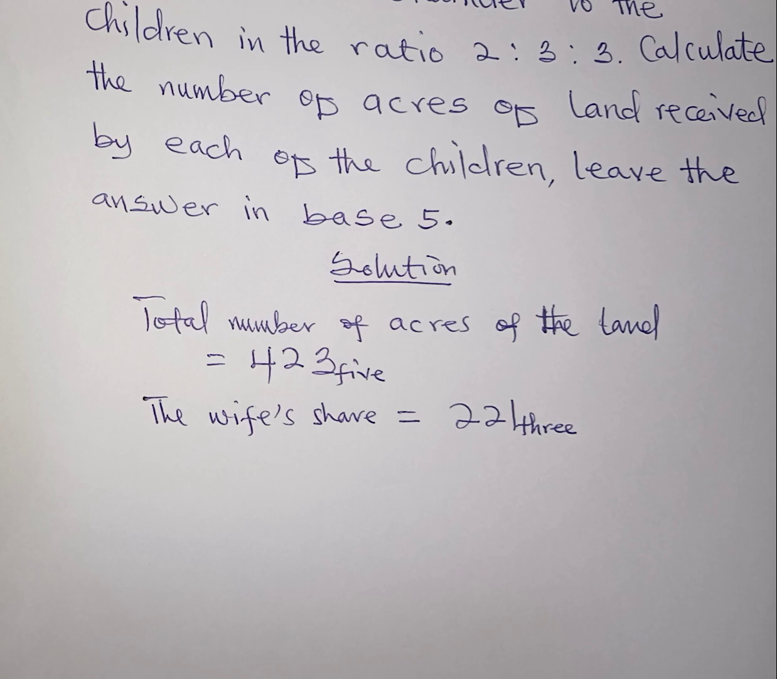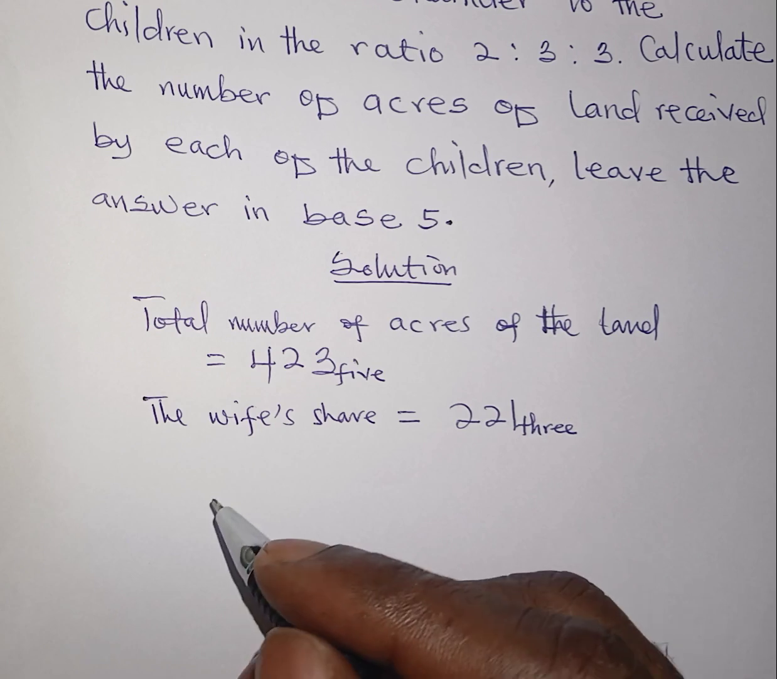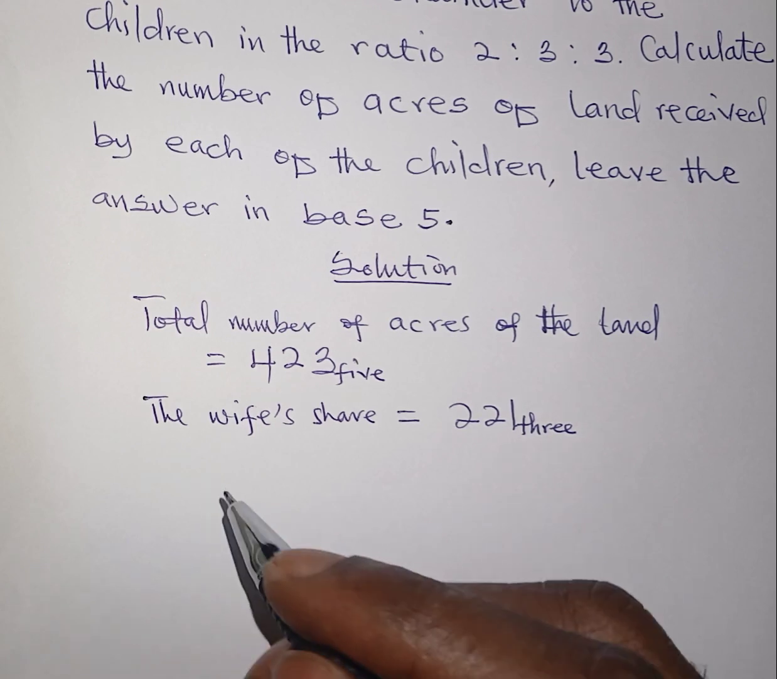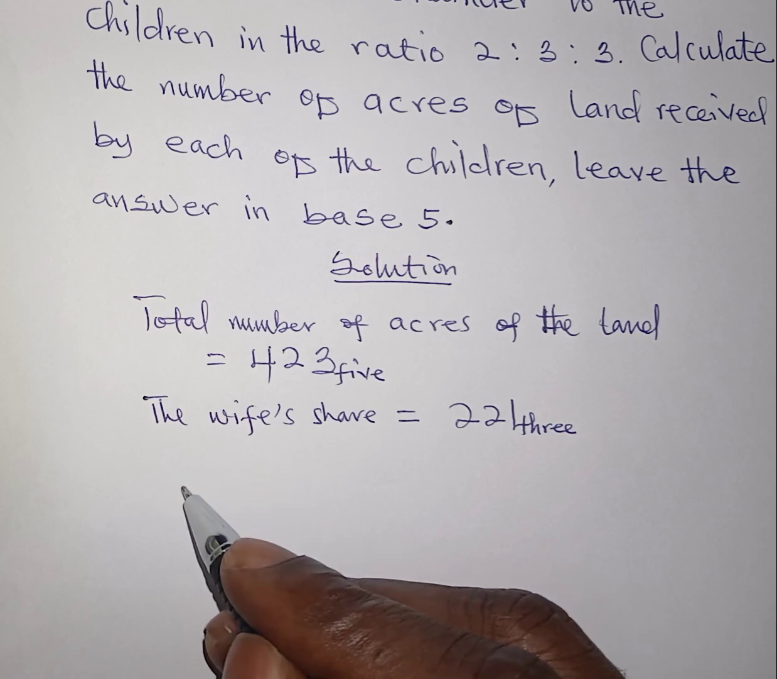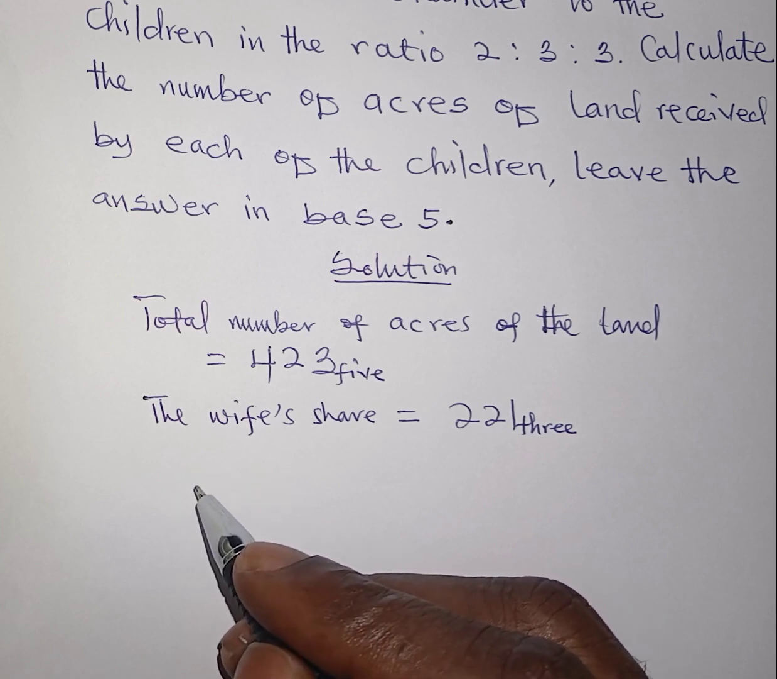Because when I told you previously that whenever numbers are given to you without the base, it is in base 10, and whatever number in base 10 gives you the same number. So changing from these bases to base 10 makes the work easier. Okay, so for the total, we need to change from base 5 to base 10, and you know how to do that. We've already done that in our previous lessons.